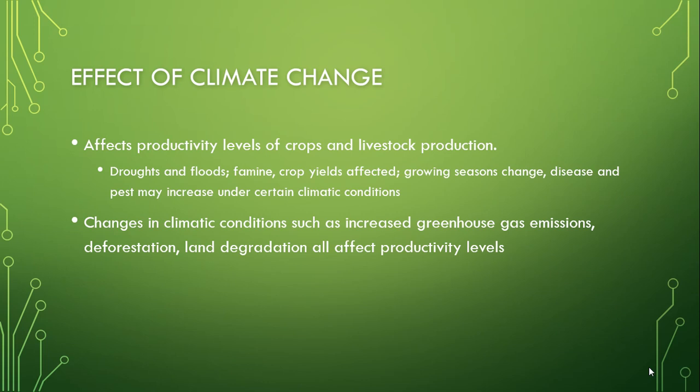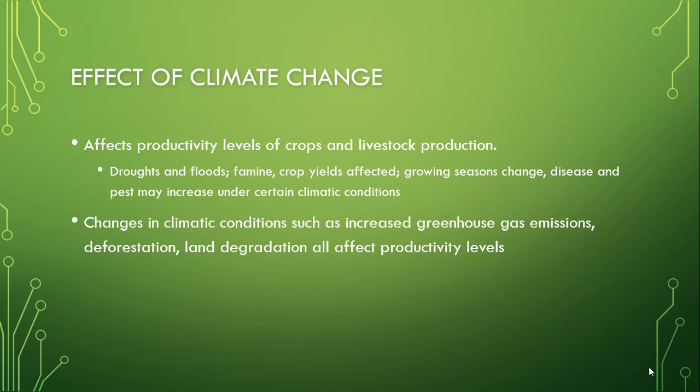When growing seasons change, and in particular you find an inability to predict the seasons and the weather, it can affect your productivity levels. It increases the probability and the likelihood of disease and pests with these extreme conditions. So of course I'm sure you can imagine the negative effects of climate change on our agricultural production in circumstances such as these.